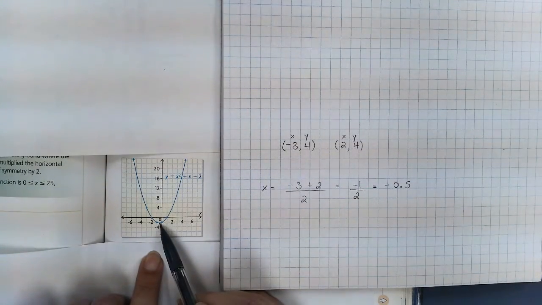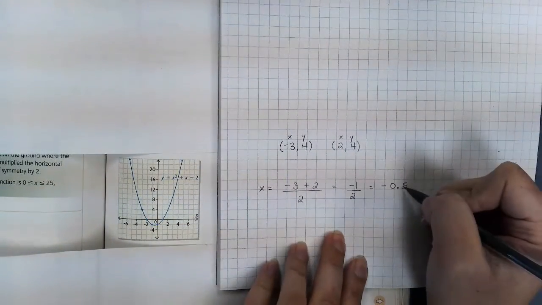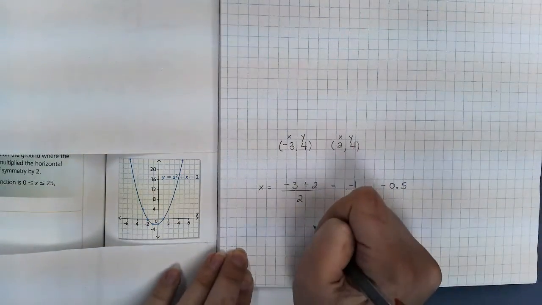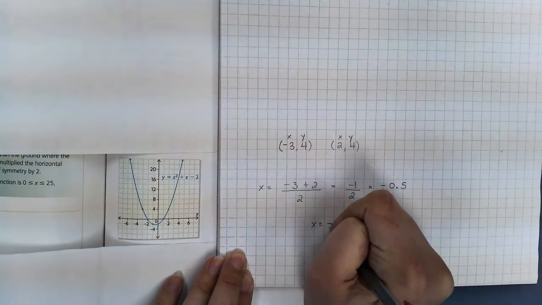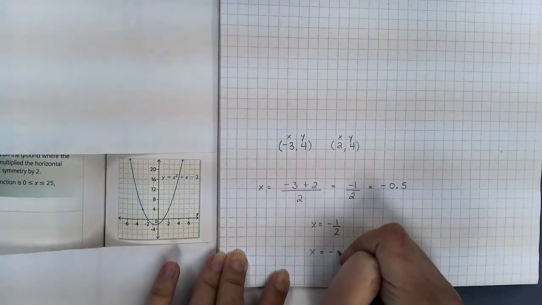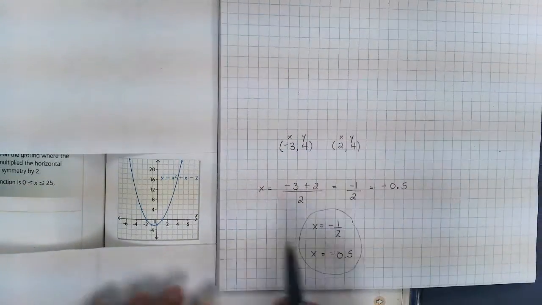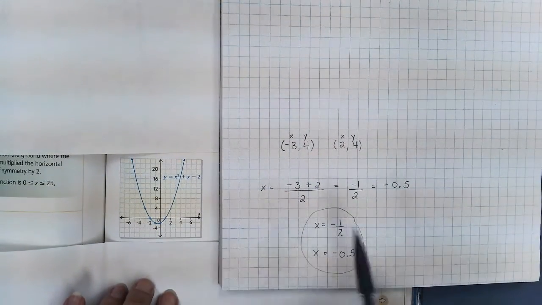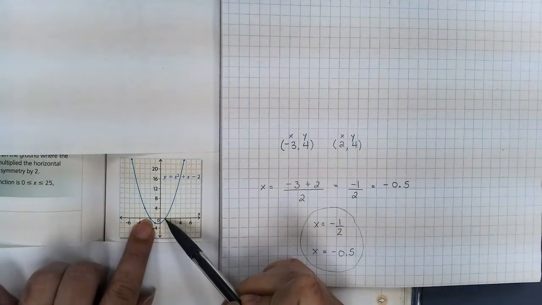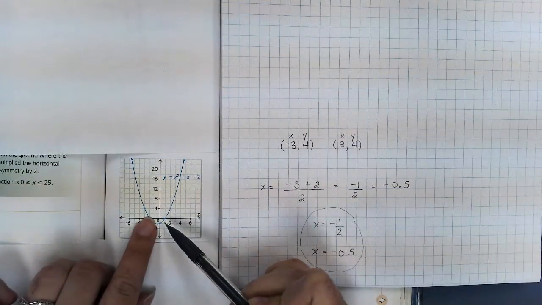So that would be the vertex, or one coordinate of the vertex. We have the x value of the vertex, and that's also the axis of symmetry. So x equals -1/2, or you can choose to write it like this, x equals -0.5. That is your axis of symmetry for this graph. And you can use that strategy for any graph as long as you have 2 points that are opposites of each other. So they have the same y value.